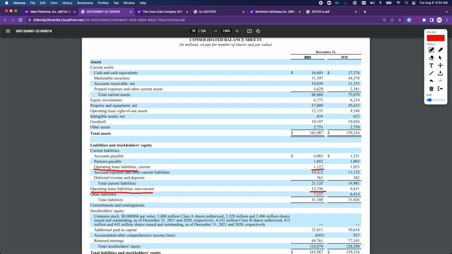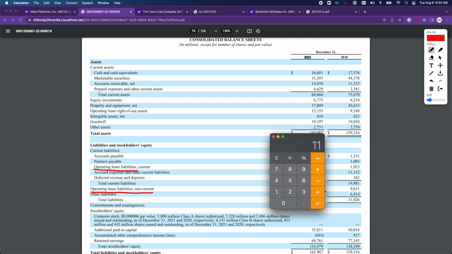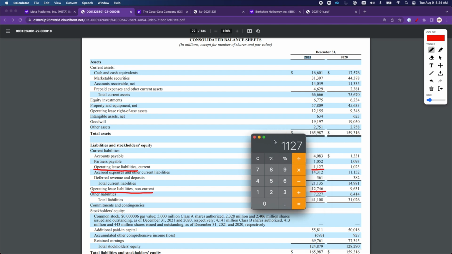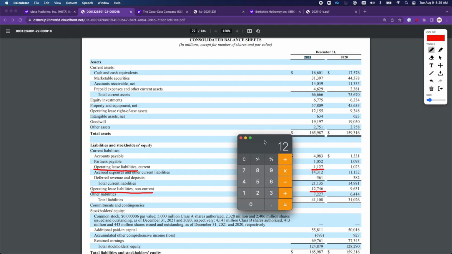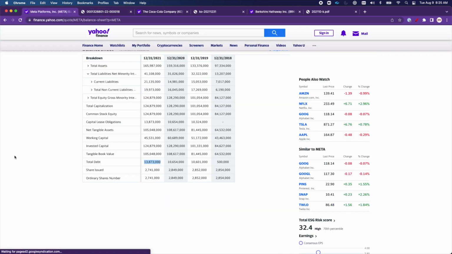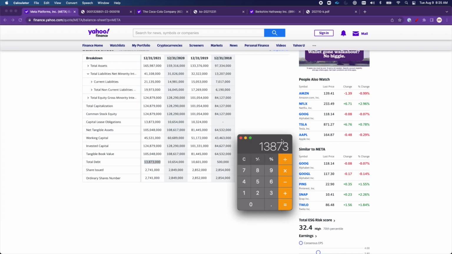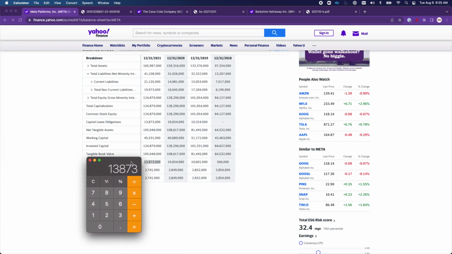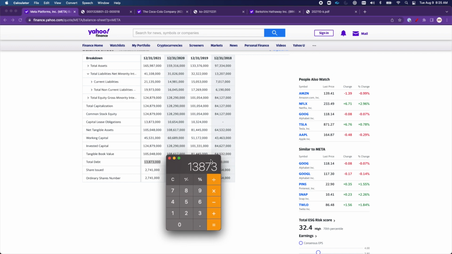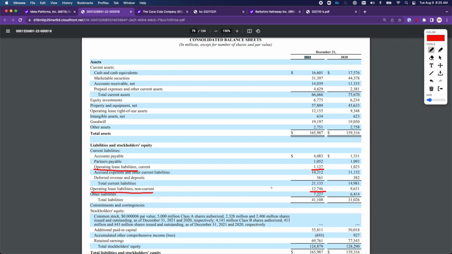So if we were to add those up, 1127 plus 12,746, we get a total of 13.873, which is exactly what we have here on Yahoo Finance. Okay, so despite Facebook not having any long-term debt or notes payable or bonds, etc., all those operating leases are considered debt.